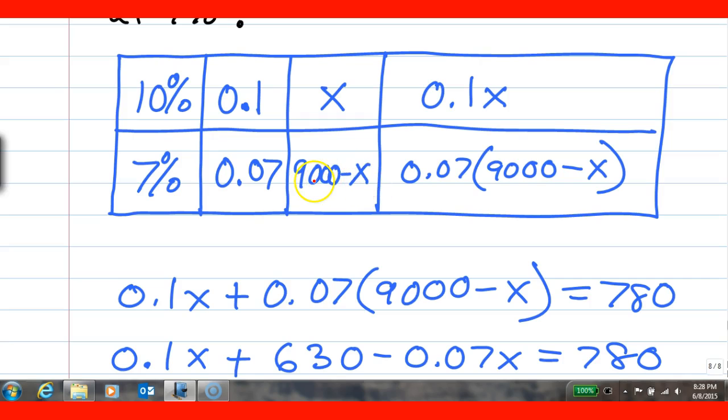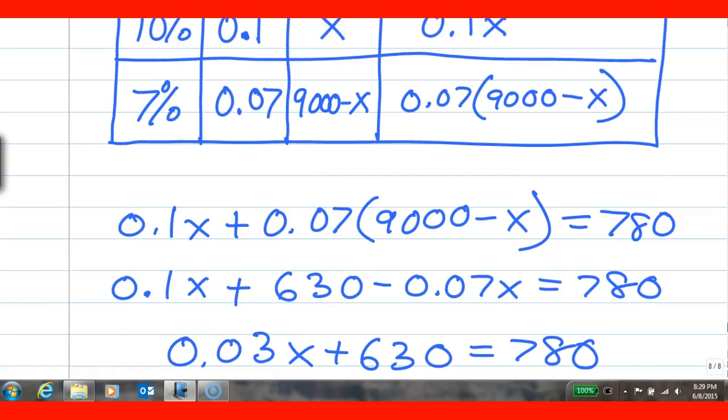So that gives me a formula for the 7%. So he put X amount in the 10%, and then that 9,000 minus that X amount, we don't know what it is, will be what was left to go into the 7%. Now I can multiply these across. The 0.1 times the X, the 0.07 times the 9,000 minus X. And the other piece of information that I know is that the interest earned on the 10% plus the interest earned on the 7% was equal to $780. So this gives me a formula. So I have my 0.1x plus 0.07 times the 9,000 minus x equals $780.